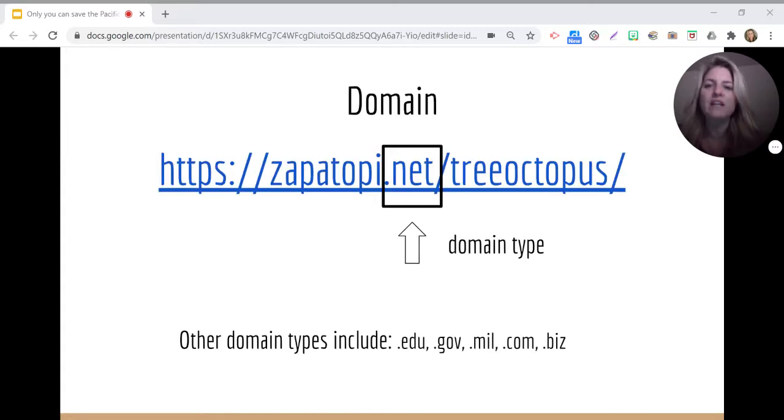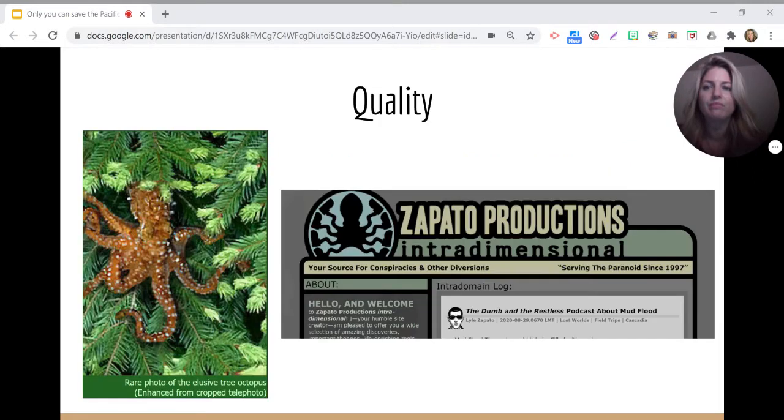When we look at a website, we need to consider the domain. Who can register a .net domain type? Really? Anybody. Certain domain types are more restricted, like .edu, .gov, or .mil. Other domain types, like .com, .net, .biz, can be registered by individuals or corporations. It's important to consider the domain type before you click on a link and evaluate whether it is a trustworthy place to get your information.